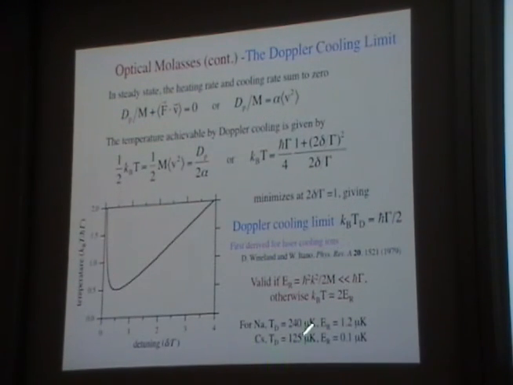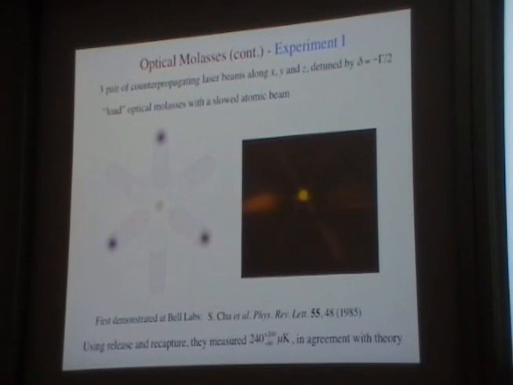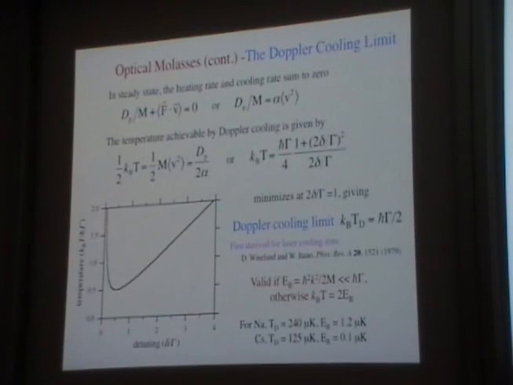In the case of cesium, which has a natural line width that's half the value of sodium, you can cool using this technique of Doppler cooling to 125 microkelvin. Cesium has a much heavier mass and a slightly longer excitation wavelength, so the recoil energy here is even smaller. So this was shown back in this paper in 1979, and there were some subsequent papers doing similar calculations which confirmed it.